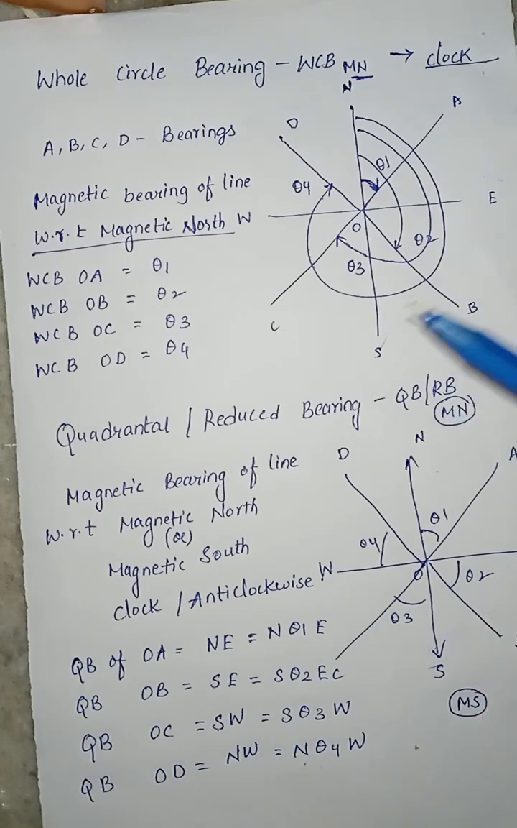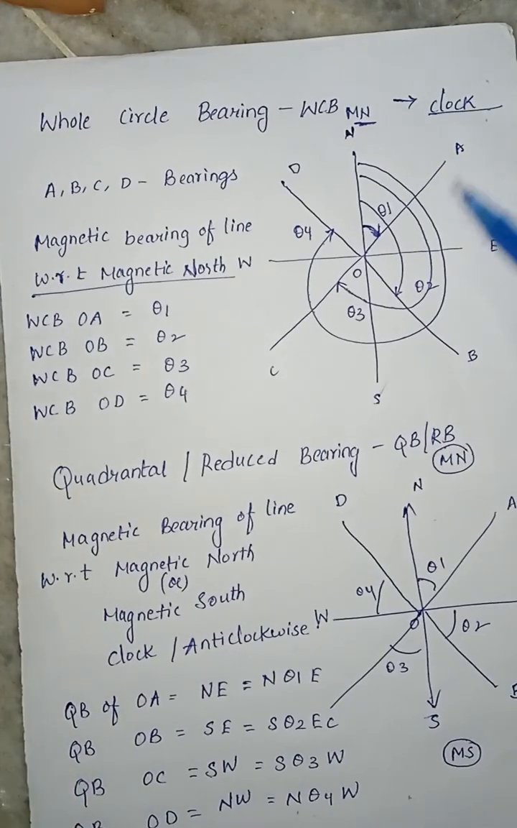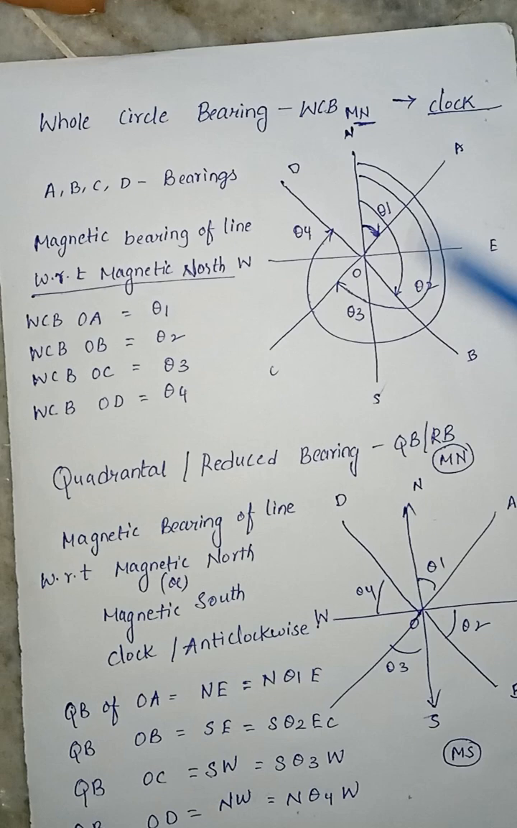So what is the main difference between whole circle bearing and quadrantal bearing? In case of the whole circle bearing, we are taking only with respect to magnetic north and only in the clockwise direction. Whereas in case of the quadrantal or reduced bearing, we can take with respect to magnetic north or we can take with respect to magnetic south. It may be taken in clockwise direction or anti-clockwise direction.